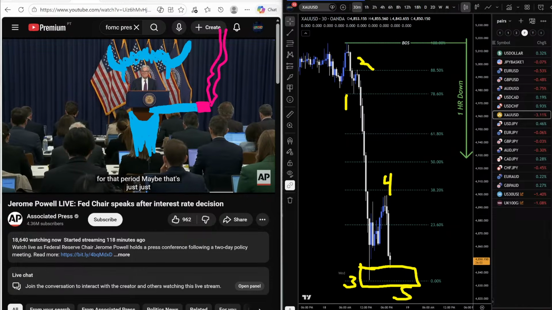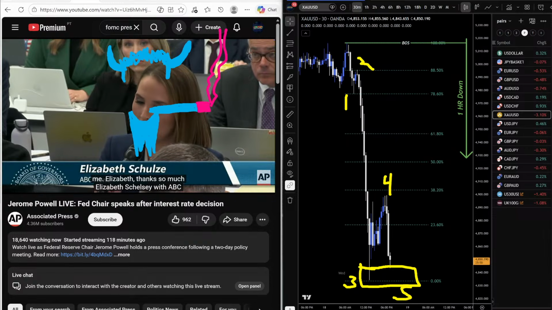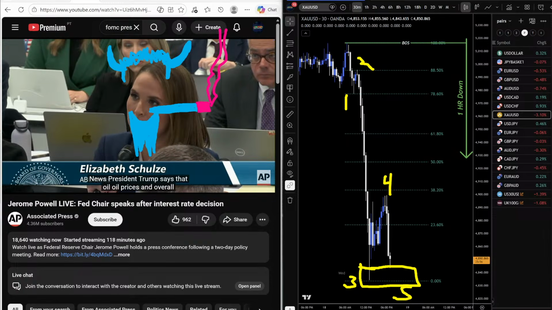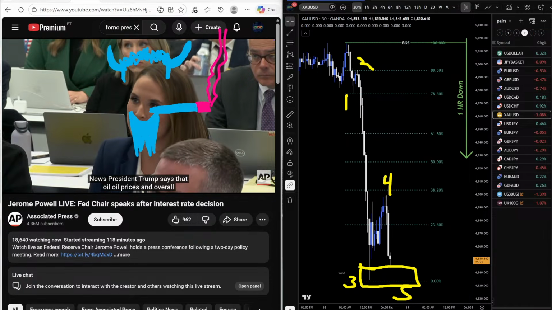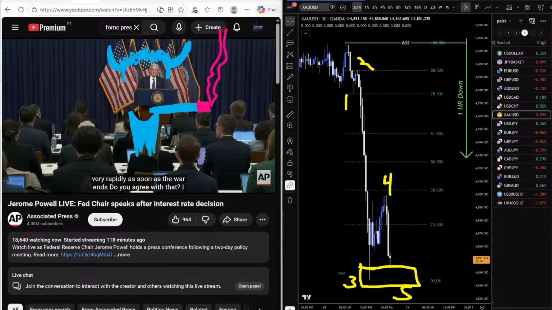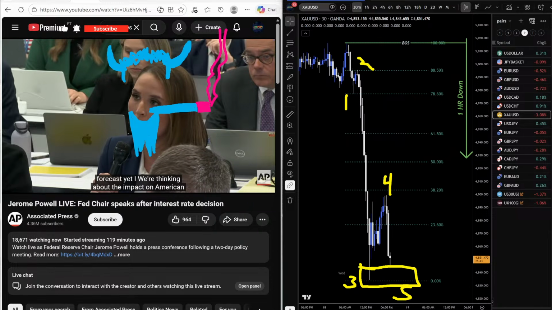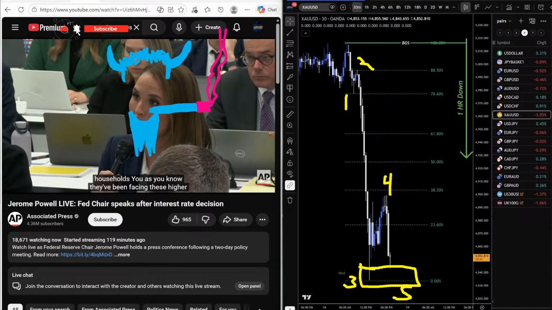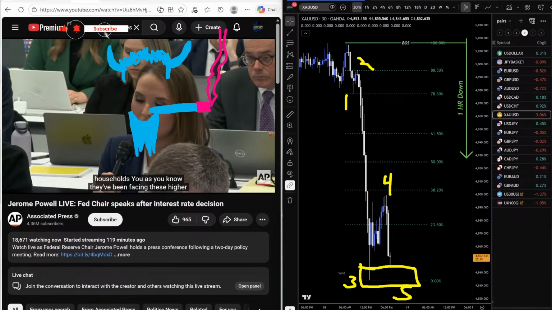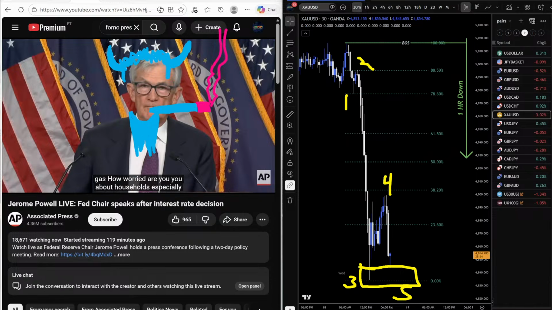President Trump says that oil prices and overall inflation will go down very rapidly as soon as the war ends. Do you agree with that? I don't have a forecast on that. When we're thinking about the impact on American households, as you know, they've been facing these higher prices for years. They've seen an almost $1 increase in gas. How worried are you about households, especially lower income families, being able to afford those price hikes? And should people be bracing for higher costs, including for food now?